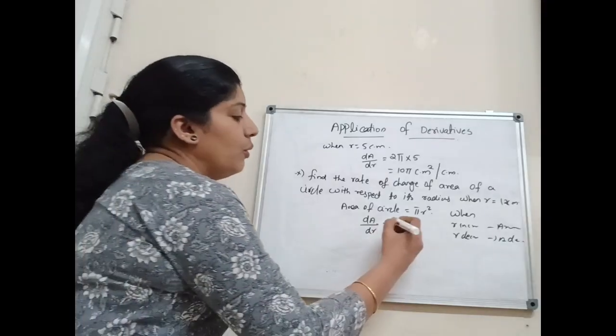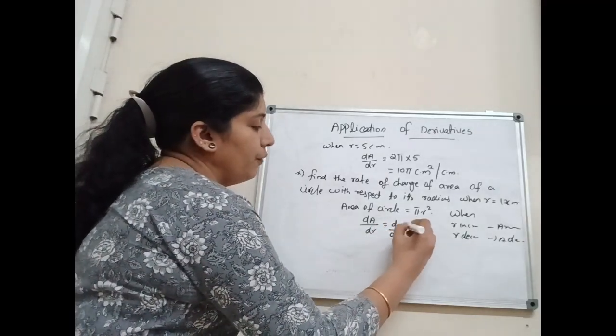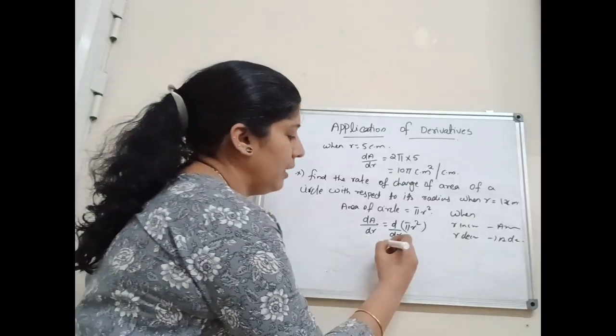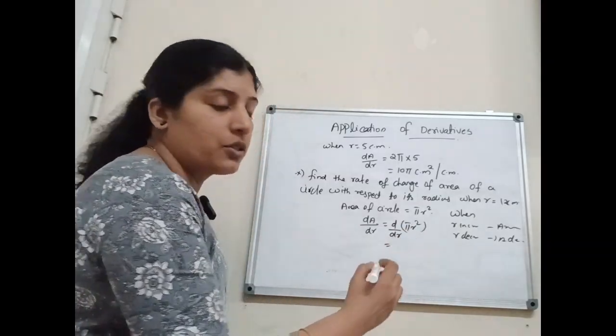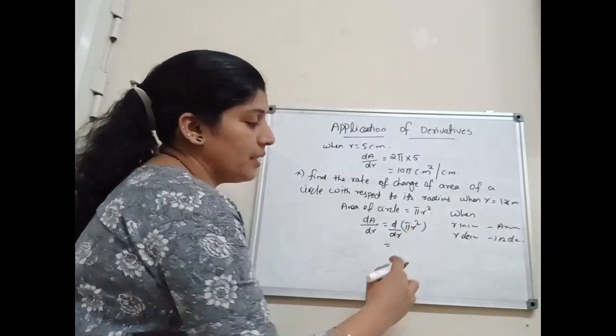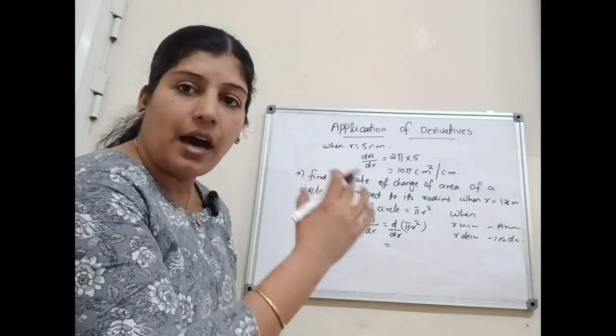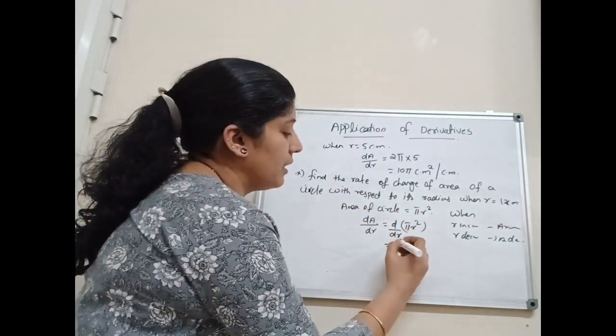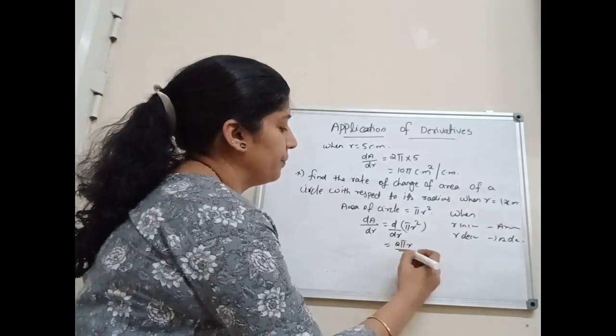It is equal to d by dr of area, and the area of circle is pi r square. That is equal to d by dr of pi r square. Pi is constant, so take it outside. That is pi into d by dr of r square. d by dr of r square is 2r. Therefore, it is equal to 2 pi r.